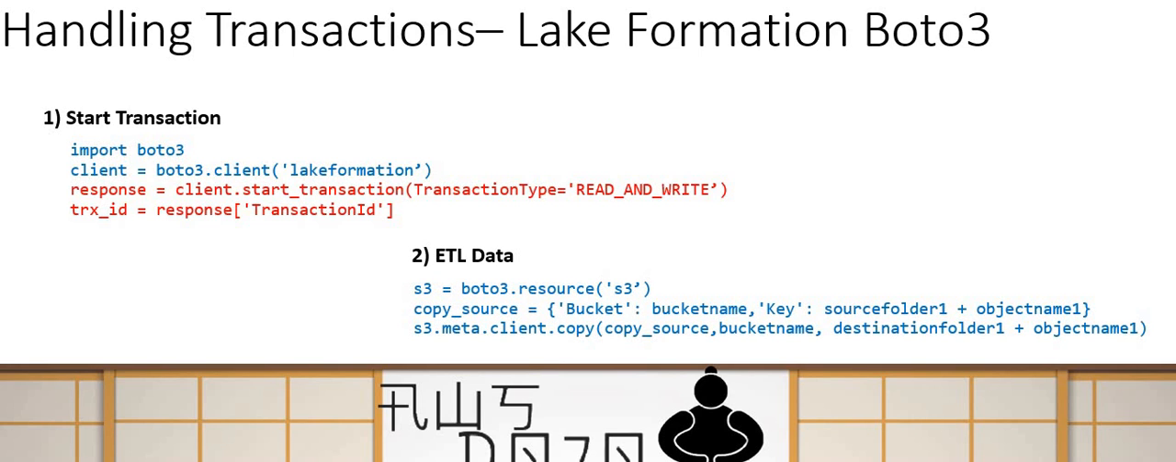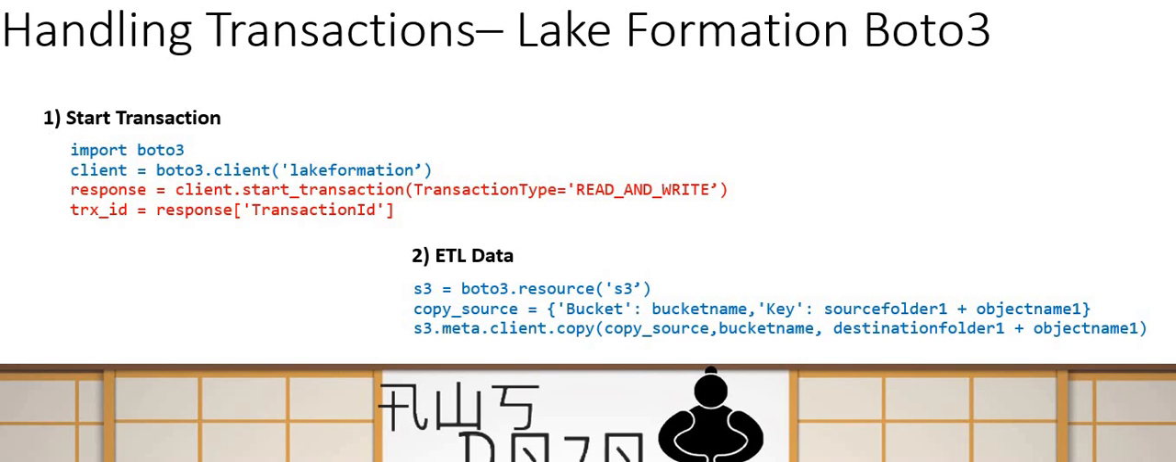So first step is to start the transaction. Then you perform ETL operation. In this case, you can perform ETL operation in many ways, but the way I am telling here to perform the ETL operation is by simply copying the data. So what I've got here is that I'm creating an S3 client, and then I'm saying that I have some bucket and source folder and object name. I want to simply copy data from there, and I want to copy it to some bucket, some destination folder and object. So I'm simply taking data from one S3 location and copying to another S3 location. And that's the example I have taken here.